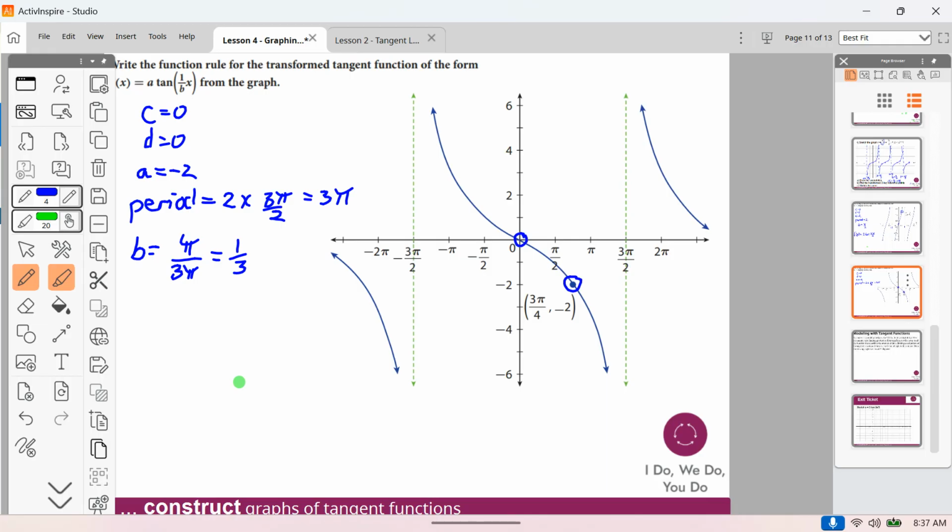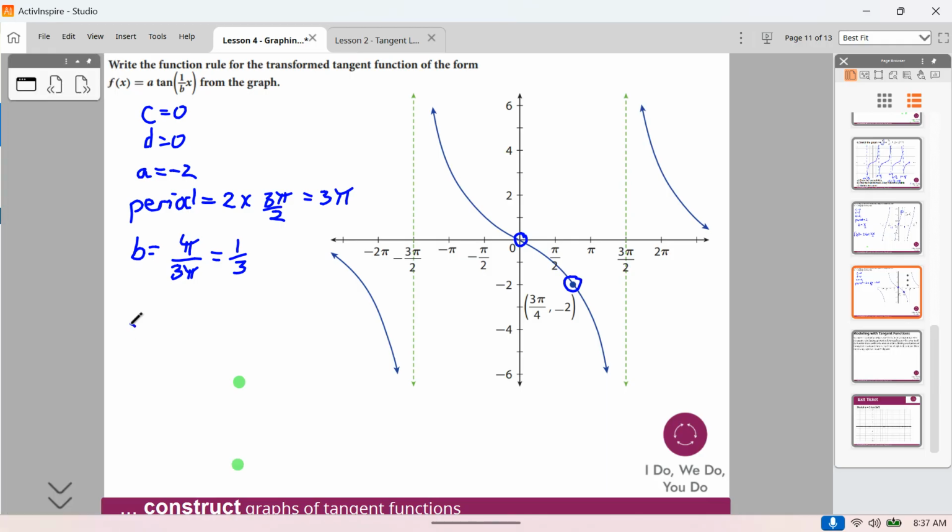So let's write our function. f of x is equal to minus 2 tan x over 3.